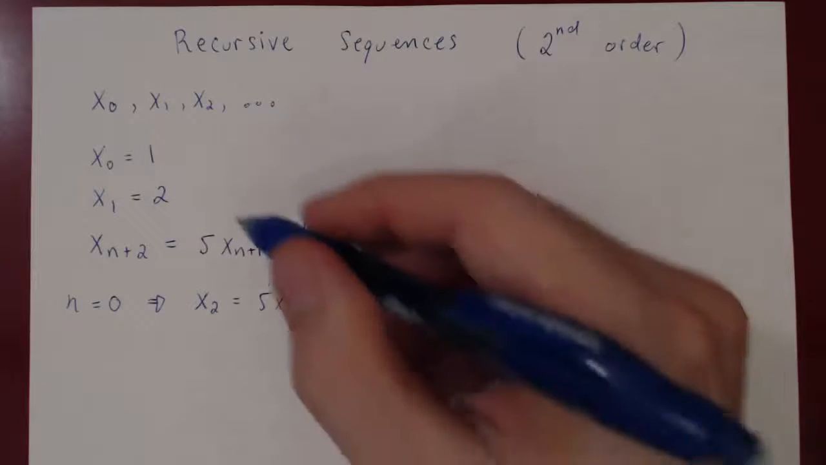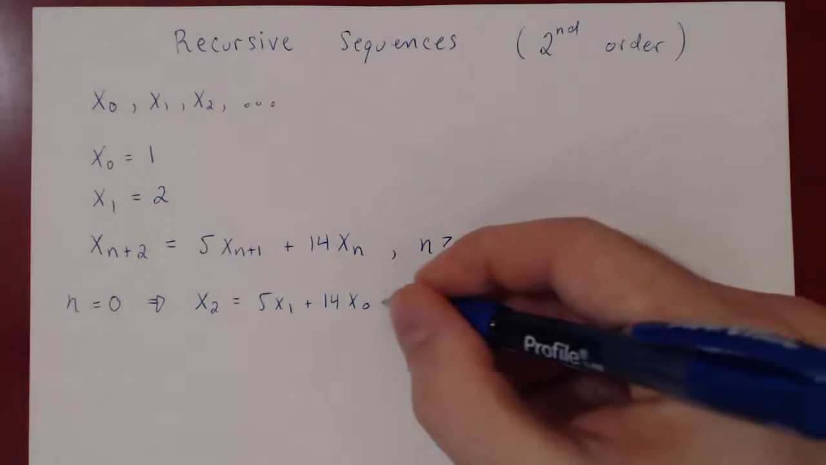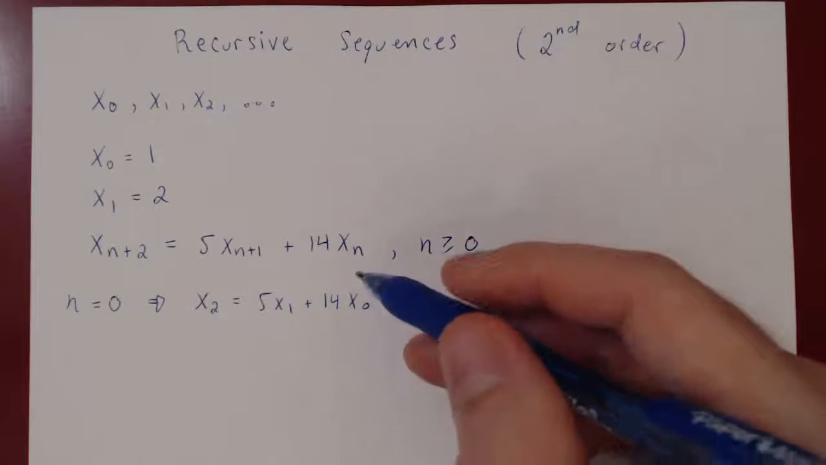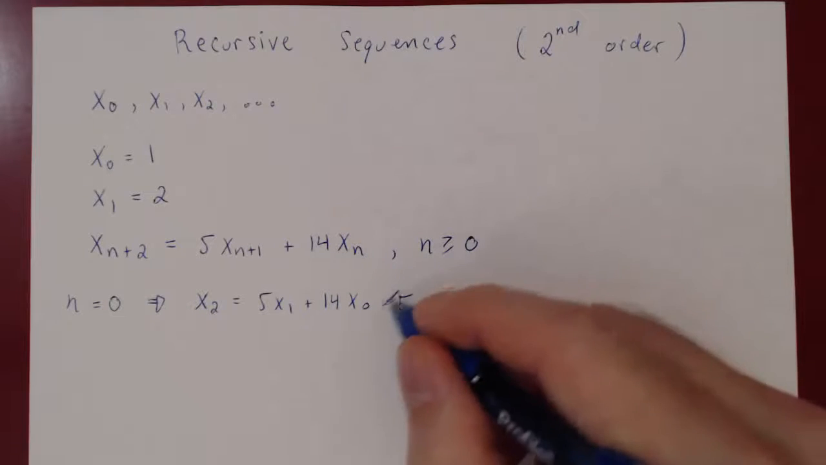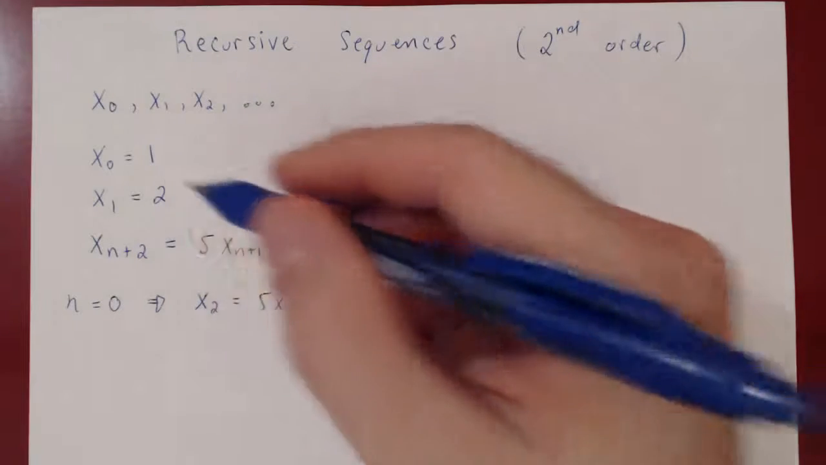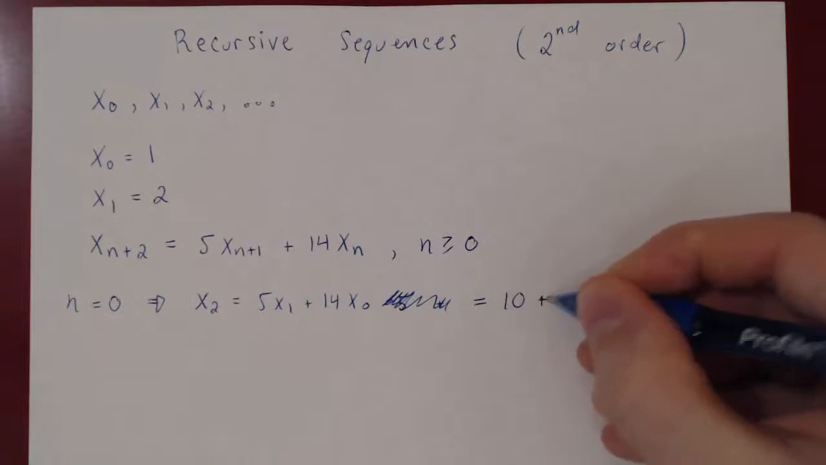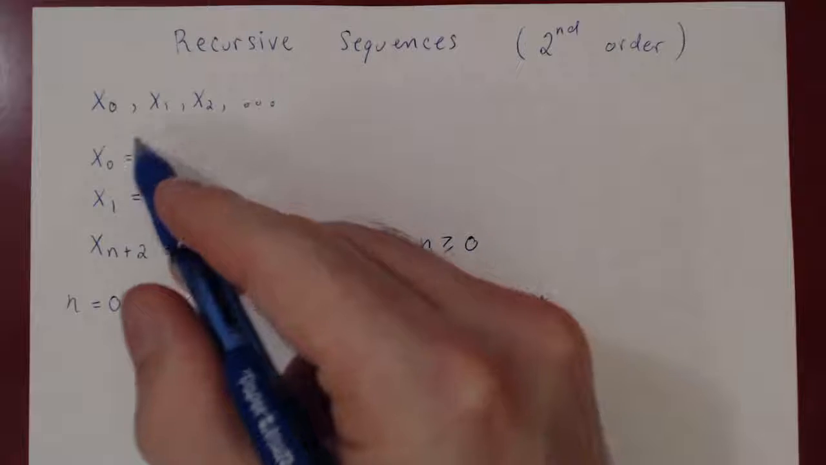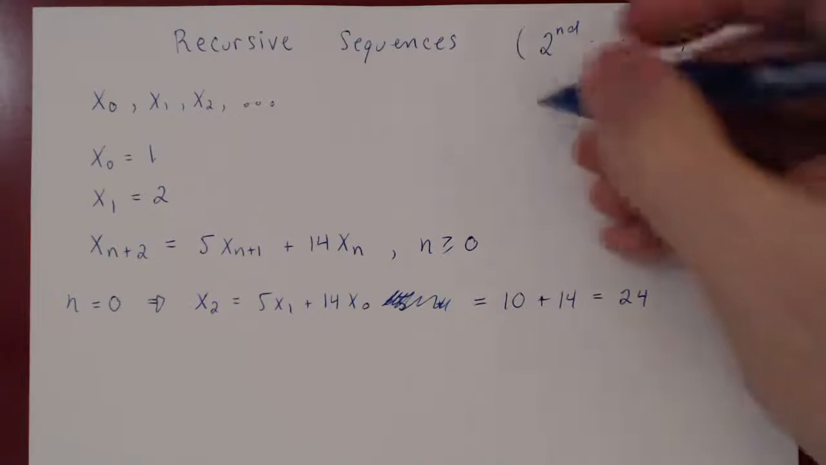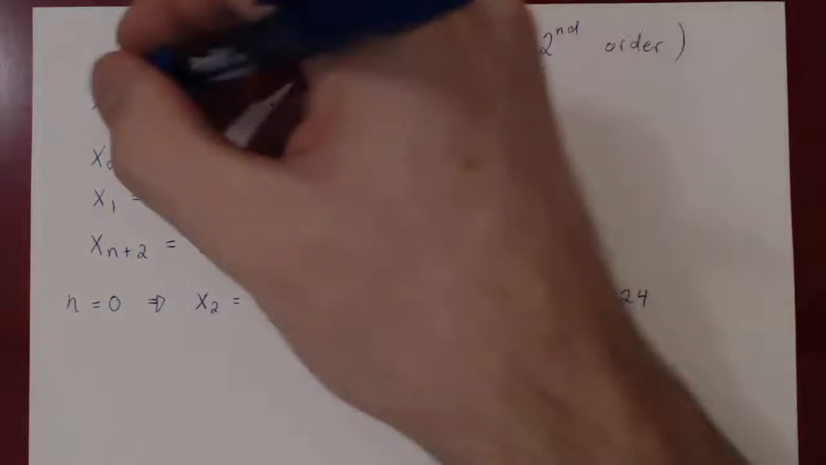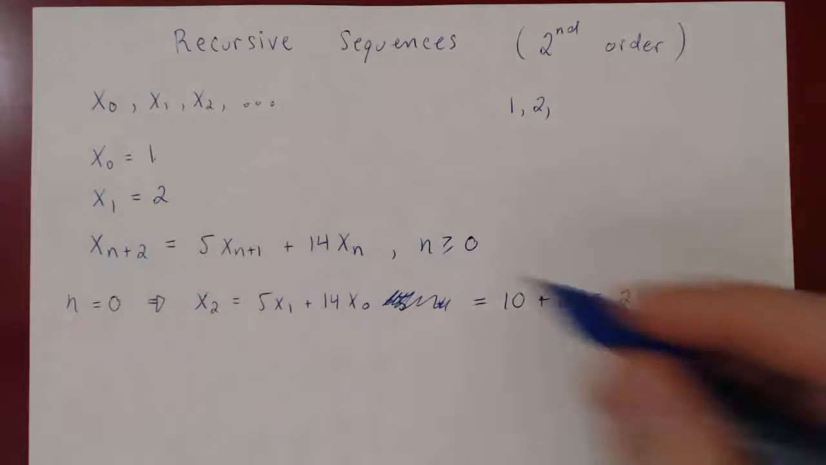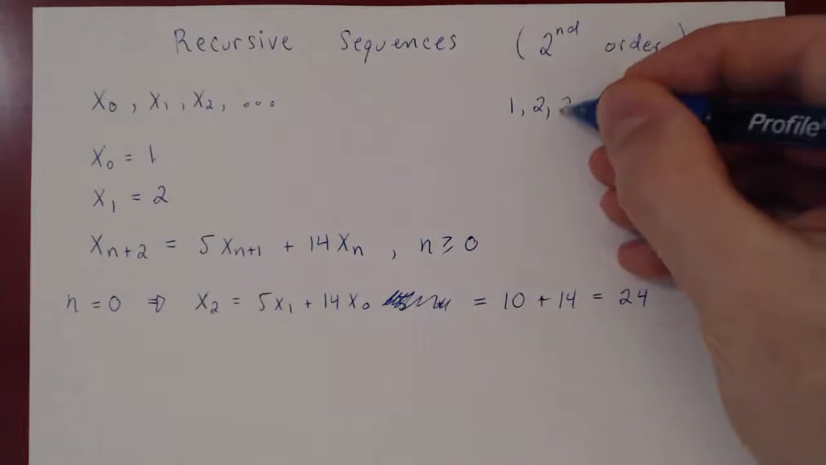But we know x1. Whoops, my bad. 5 times x1. x1 is 2. So 5 times 2 is 10. Plus 14 times x0. x0 is 1. 14 times 1 is 14. And so x2 is 24. So we can write the sequence here if you want. x0 was 1. x1 was 2. And now, from the recursion, x2 equals 24.